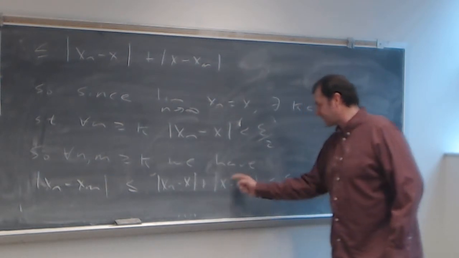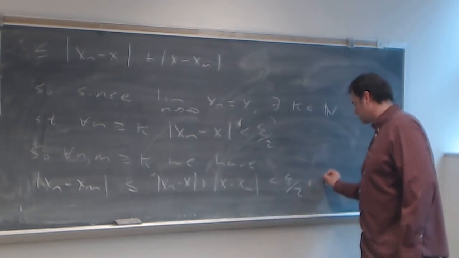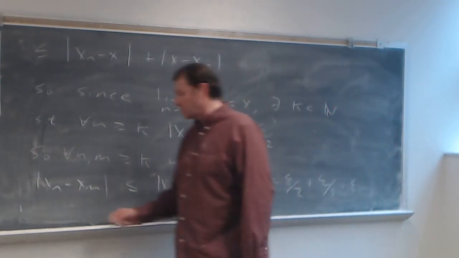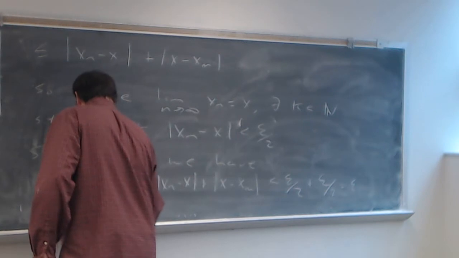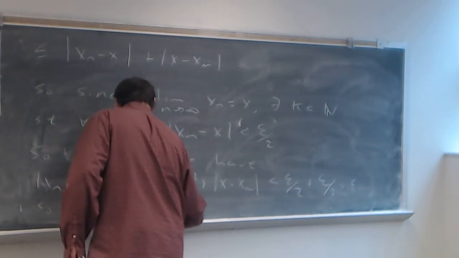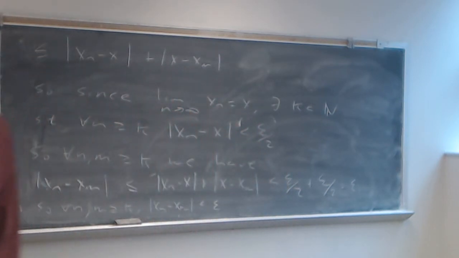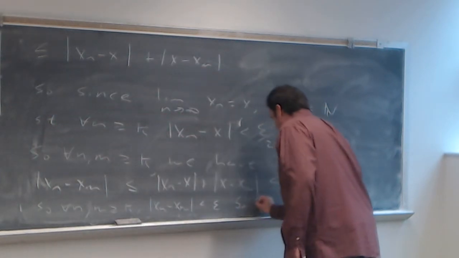And when I go farther than k, this guy for m is bigger than k. This guy is less than epsilon over 2, which is equal to epsilon. So we have what we want. So for all n bigger than N and m bigger than or equal to k, x of n minus x of m is less than epsilon. So what does that give me? That's the definition of Cauchy. That's exactly right, Brad. So that says x of n is Cauchy.